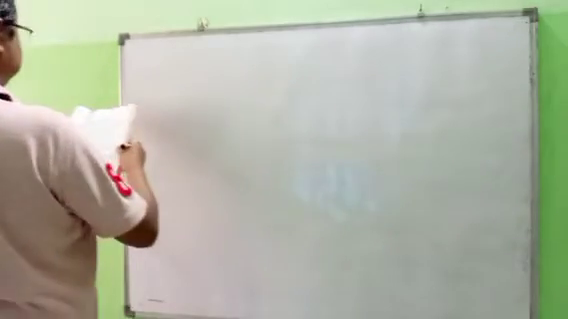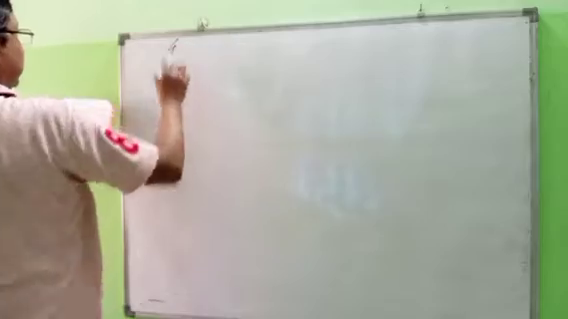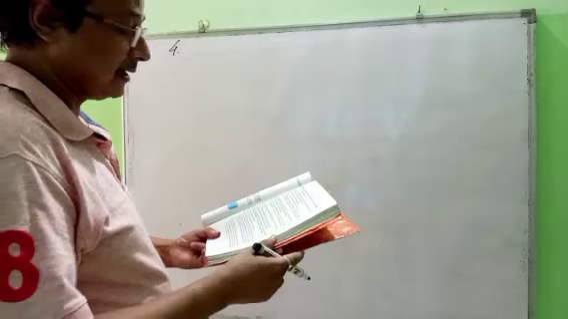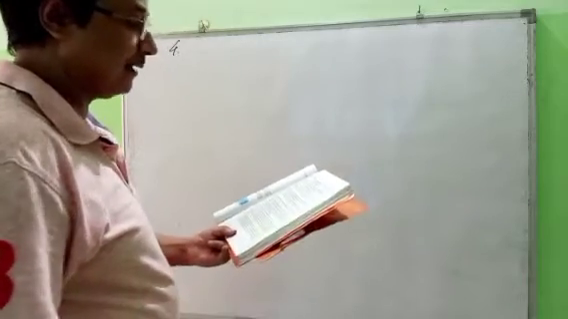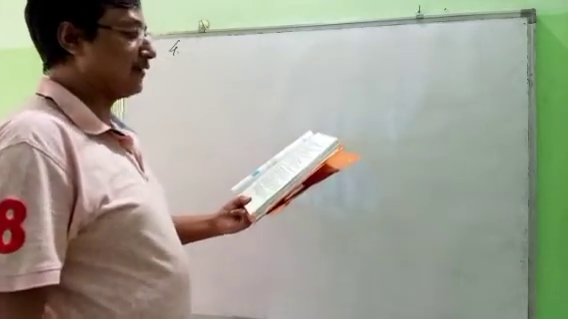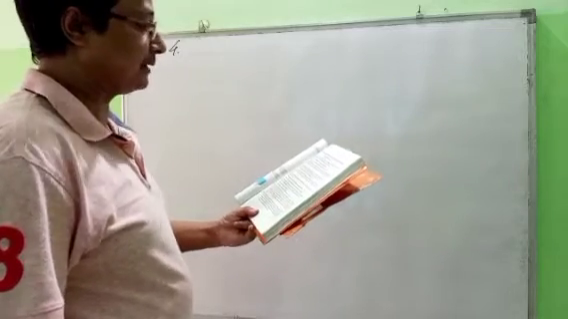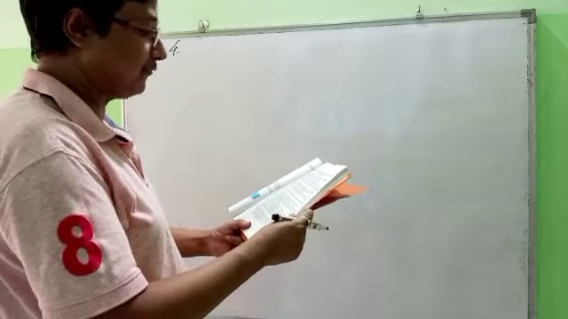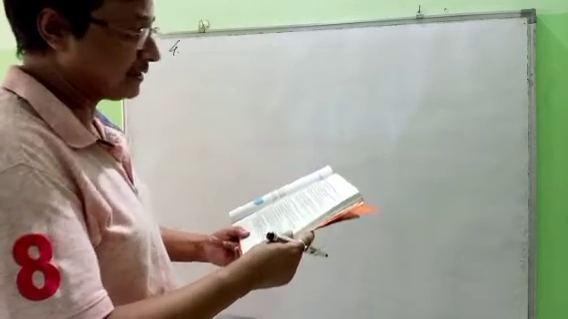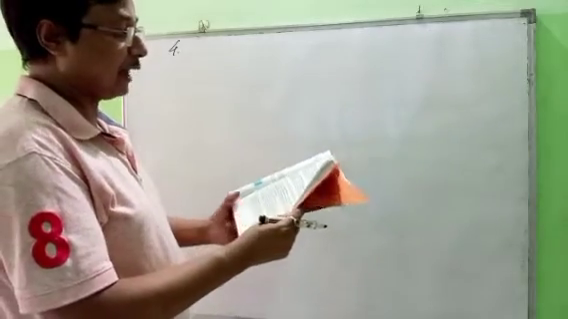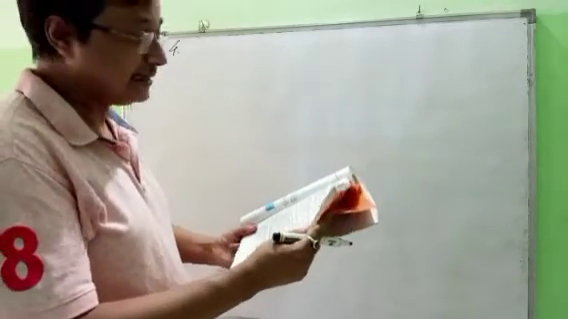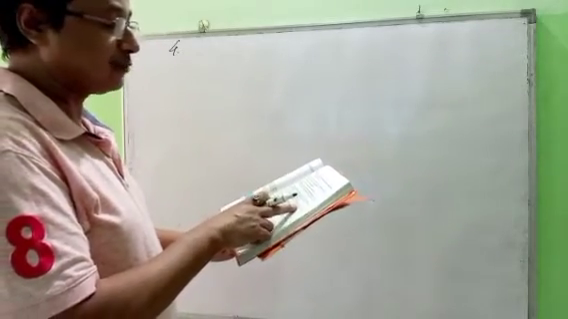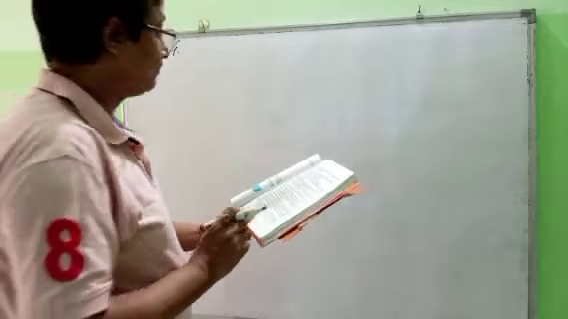Now, let us take question number 4. It is given that the paint in a certain container is sufficient to paint an area equal to 9.375 square meter. How many bricks of dimensions 22.5 centimeter by 10 centimeter by 7.5 centimeter can be painted out of this container? So here they have given that the paint in a certain container is sufficient to paint an area equal to 9.375 square meters.